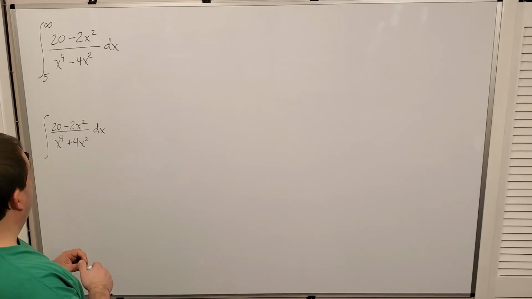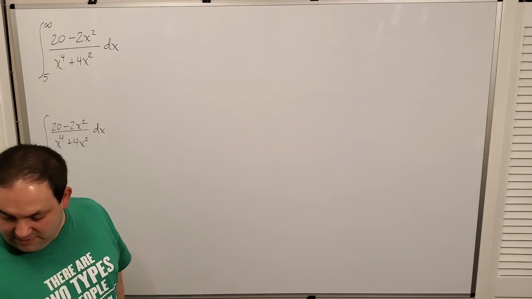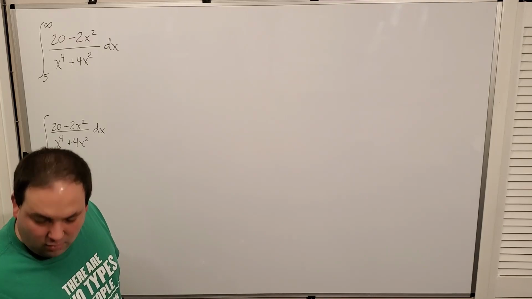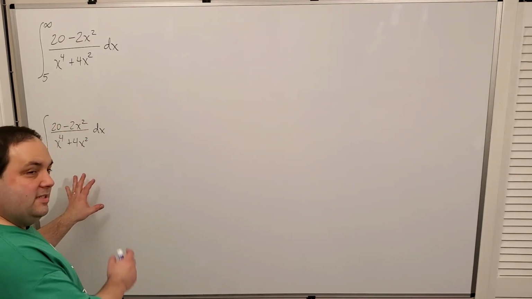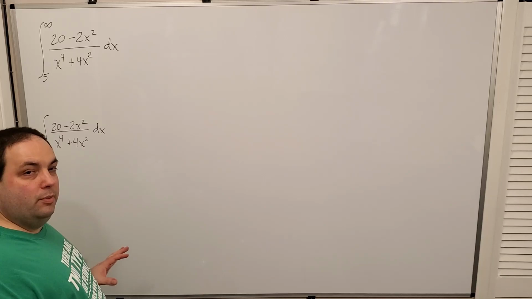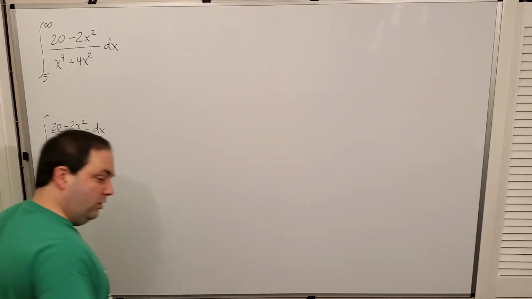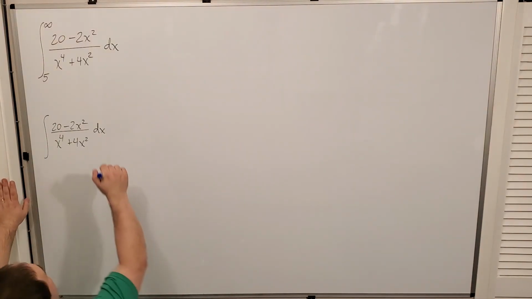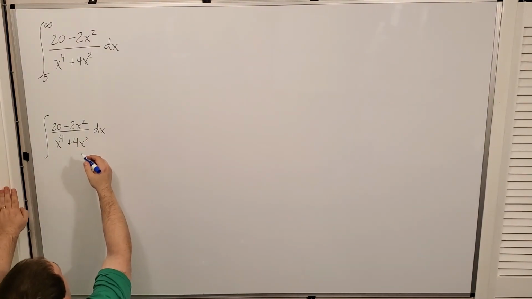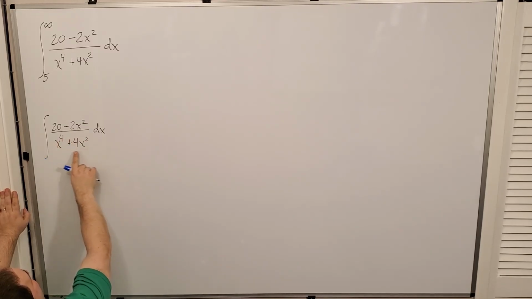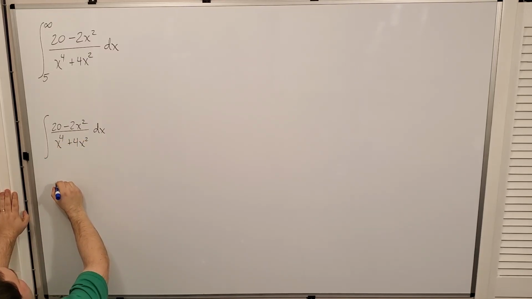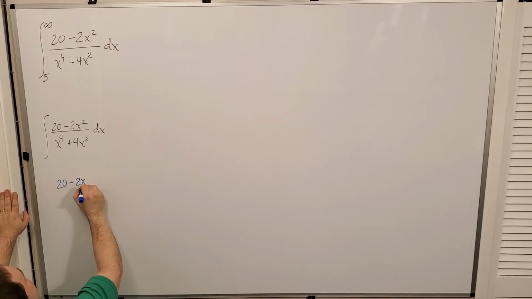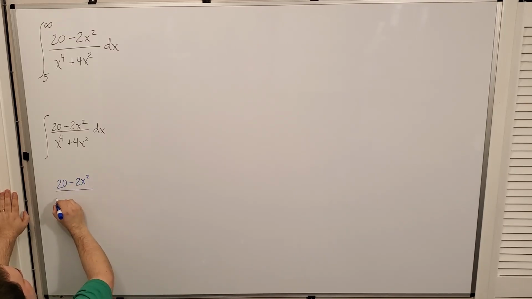So that's what I'm going to do. For just a moment, I'm going to even step out of the integral itself, right? And I'm going to step away and try to just split up the fraction with partial fraction decomposition. So, start by noticing that this can be factored. So I've got 20 minus 2x squared over x squared times x squared plus 4, like so.